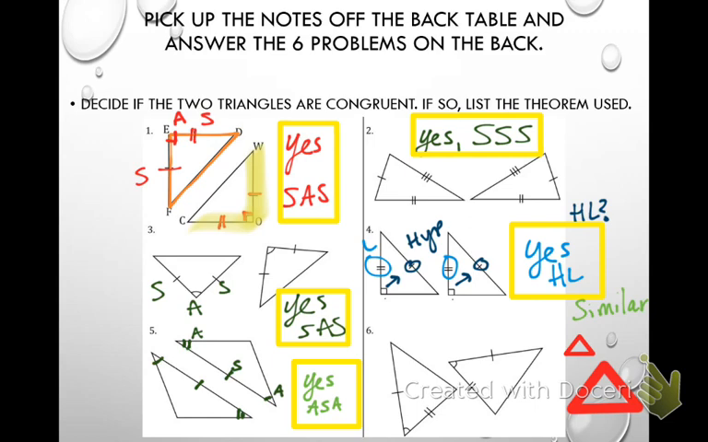Here we go. Number 6. All right, so what do we have marked congruent? Side, angle, side. Yes, side, angle, side.